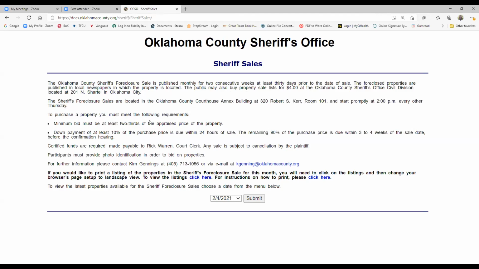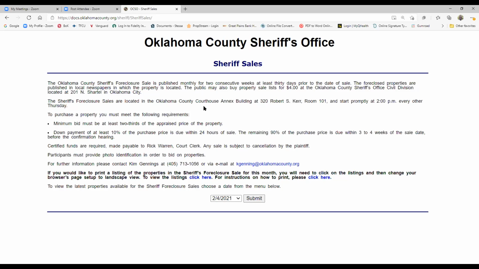All bids are going to have to be at least 2/3 of the appraised value. We talked about that. You've got to put that 10% down, and the 10% is going to be due in 24 hours. The rest of the 90% is going to be due within 30 days of the sale. Certified funds required. All these things I've already told you.